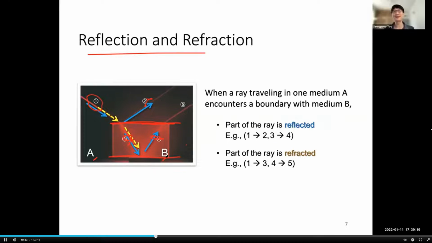Density, very good. And what will be the different properties? Yes, light travels slower in the second medium, also very good. Optical density, refractive index, wavelength, very good. I'm very happy to see all those answers.